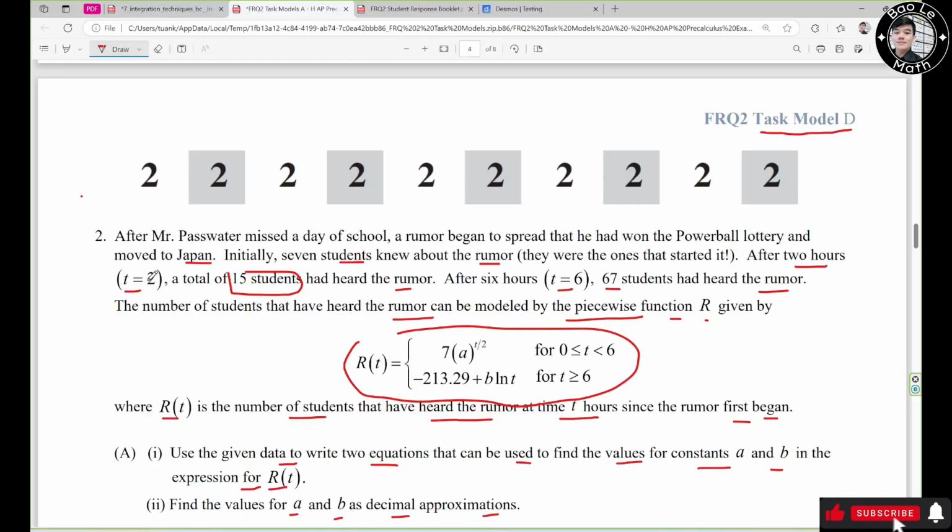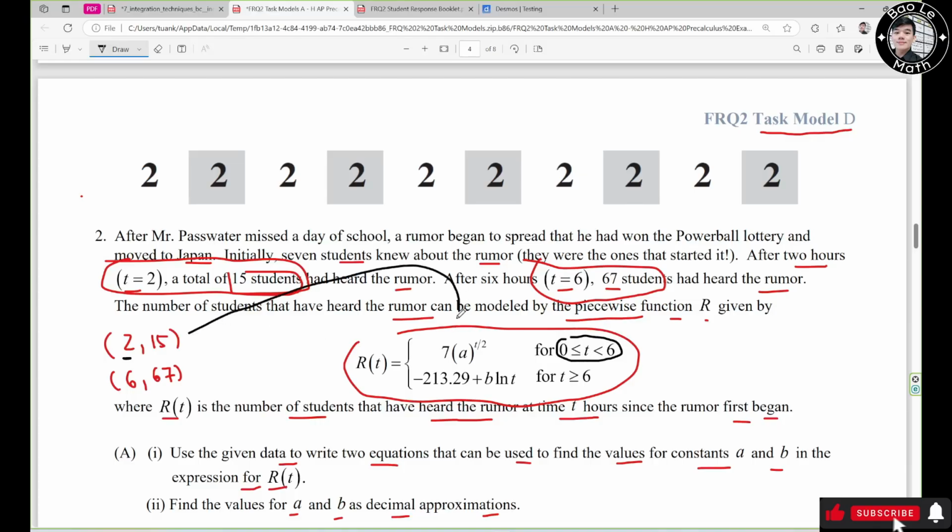Alright, now we have 2 points. The first one is (2, 15), and the second one is (6, 67). Now we're going to use the piecewise function to write 2 equations, and then solve for A and B. Which equation do we plug each point into? We need to look at the value of t. For t equals 2, that is between 0 and 6, so we use the first equation for this point. For t equals 6, which is greater than or equal to 6, we use the second equation. So keep that in mind.